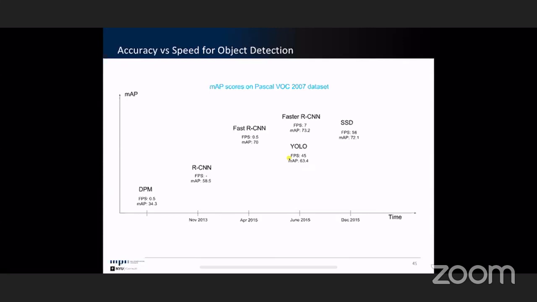So YOLO, and this is YOLO V1, YOLO V4 is much better, but YOLO V1 came about and the FPS was 45, which is really good even for autonomous driving. And the MAP was also not so bad, it was 63.4. And SSD had a similar MAP as compared to Faster RCNN. So instead of 73, these have 72, but the FPS was really high, like 58 FPS. So this came about in December.